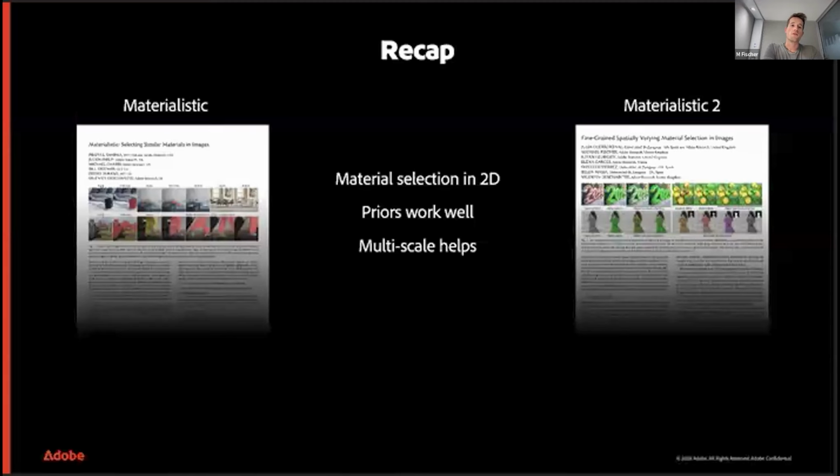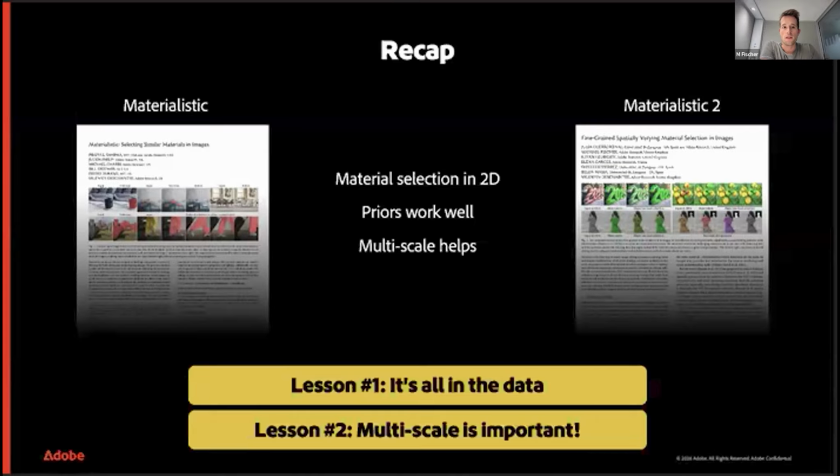So a quick recap of those two papers, right? Materialistic and Materialistic 2. We're doing material selection in 2D, and we have priors that help us and that work well, and multi-scale also helps with fidelity. And the two lessons we've learned, it's all in the data, and multi-scale is important. So this seems to work pretty well already, so like, what's left to do now?